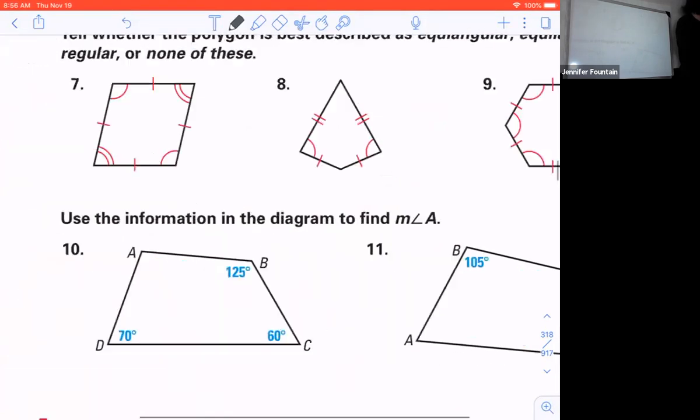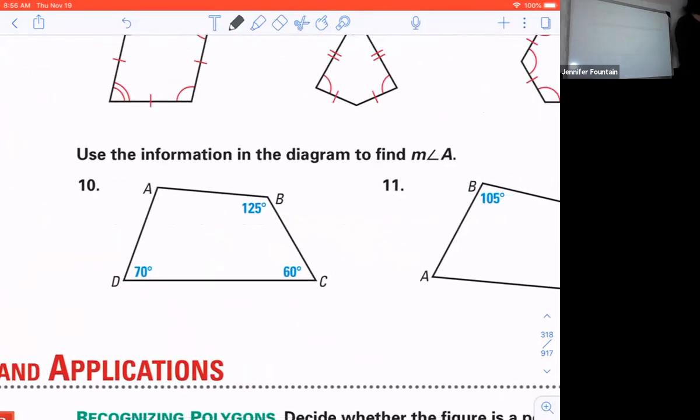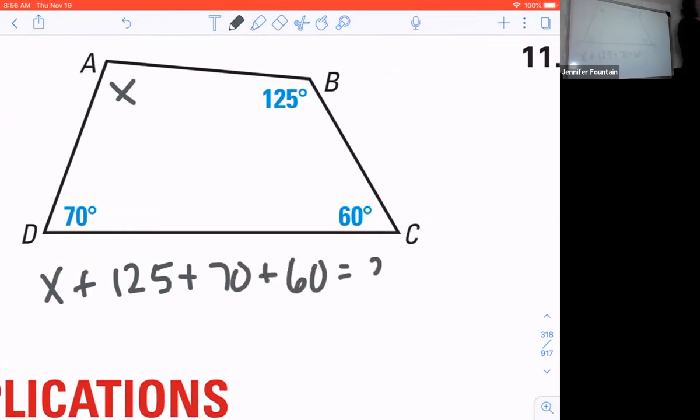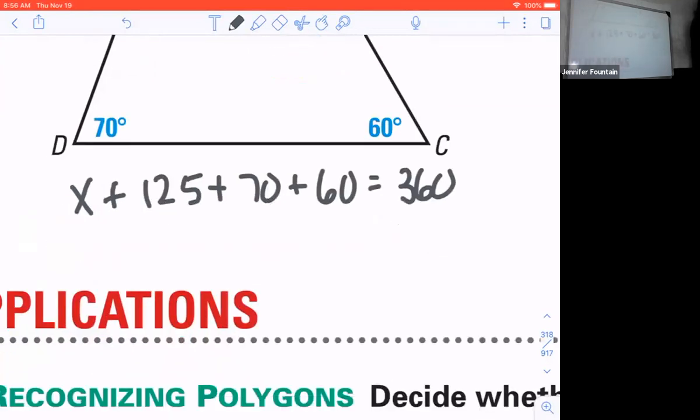Now let's go ahead and look at number 10. Use the information in the diagram to find the measure of angle A. All right, I know three measures. I do not know the fourth. What is my equation that I can set up to find my missing angle? X plus 125 plus 70 plus 60 equals 360. All right, so we're using the sum of the angles equals 360.